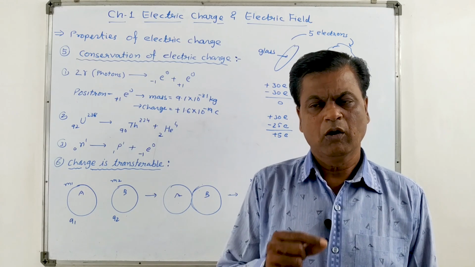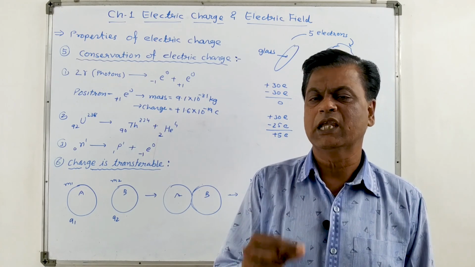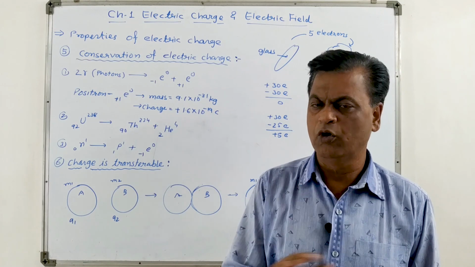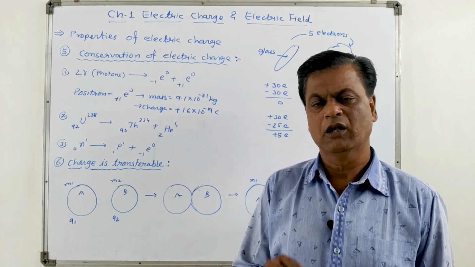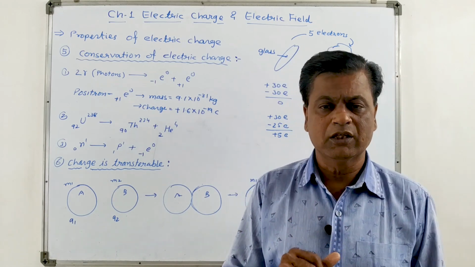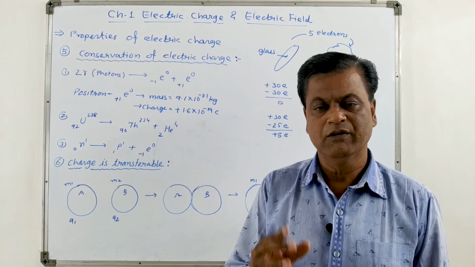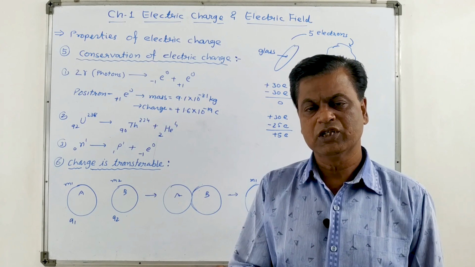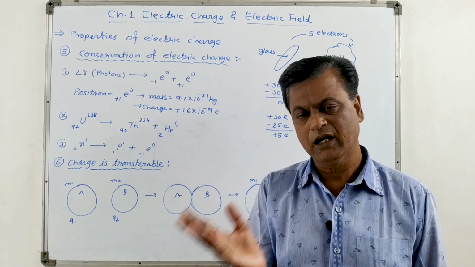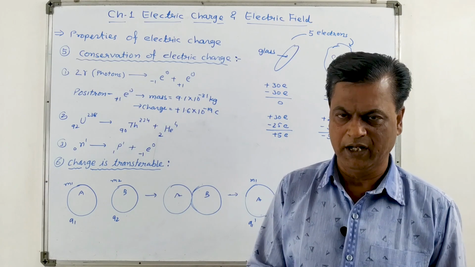Now, what is the law of conservation of electric charge? If any process takes place in an electrically isolated system, the net charge of the system remains constant. This statement is known as the law of conservation of electric charge. What do you mean by an electrically isolated system? It is a system in which charge neither enters into nor escapes from the system, but chargeless things can enter or leave the system. Such a system is known as an electrically isolated system.